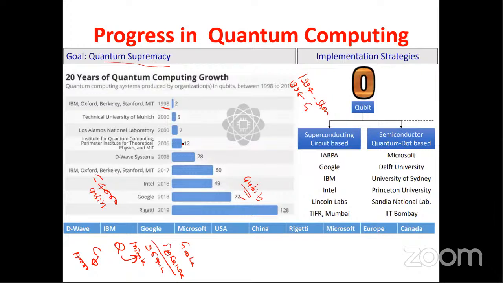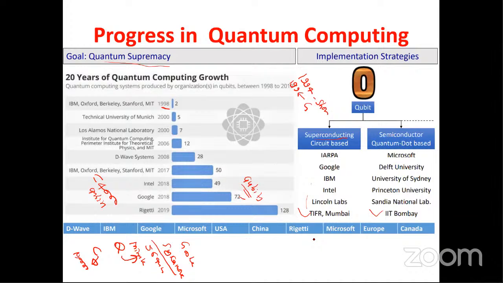So see here, different technologies for realization of qubits. One promising technology is superconducting circuit-based qubit realization, and the other is semiconductor-based. These are the companies which are working. Here you also find that Indian institutes like IIT Bombay are working, and TIFR is also working. So significant progress is being made in India in realization of qubits.